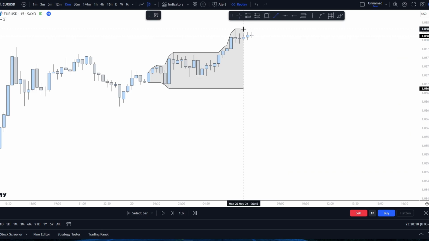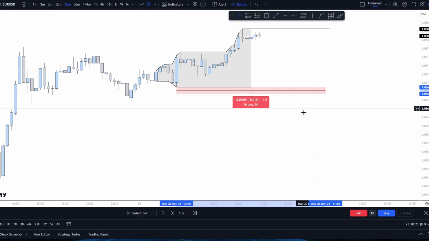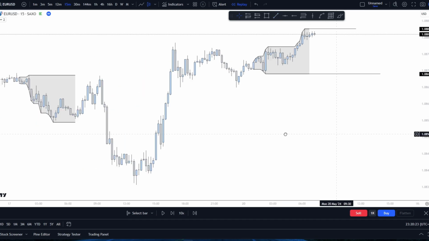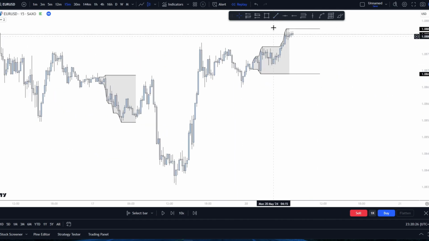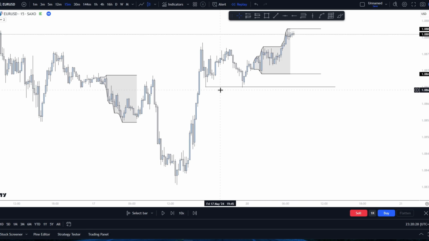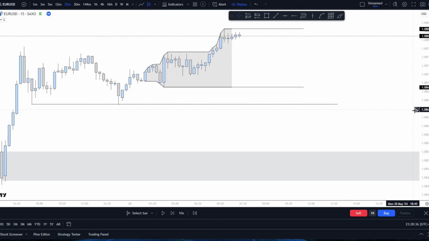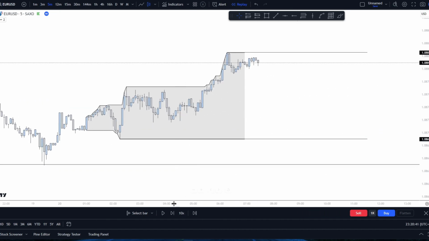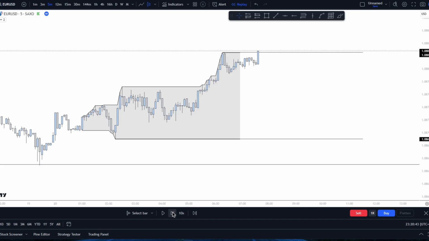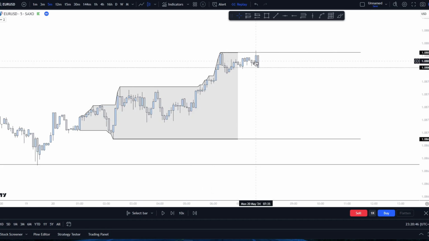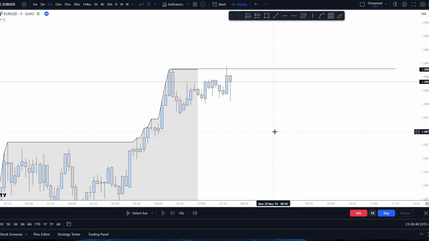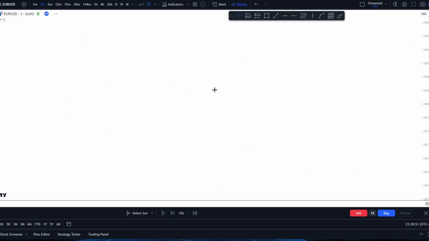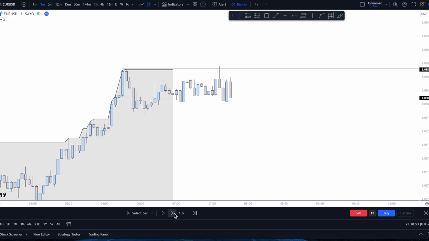Okay, we have another example. Let's mark the Asian range. Here we have a double bottom liquidity. Nice order block right here. Okay. Now let's go to the lower time frame. As you can see, the Asian high has been swept. Now let's go to the lower time frame to look for an entry model.